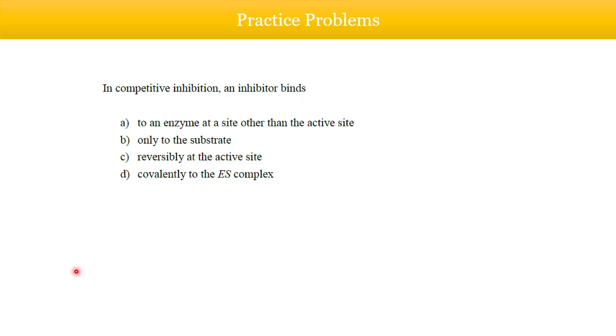And option D is also incorrect because competitive inhibitors bind to the free enzyme, not the complex, with a covalent bond. So covalent binding is characteristic of irreversible inhibitors. So option C is the correct one over here.